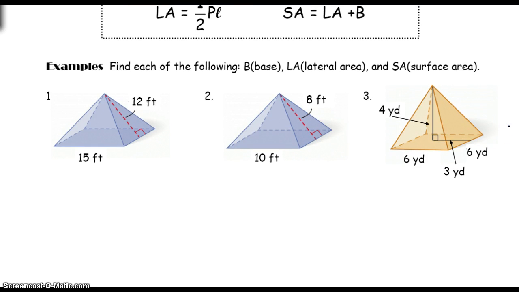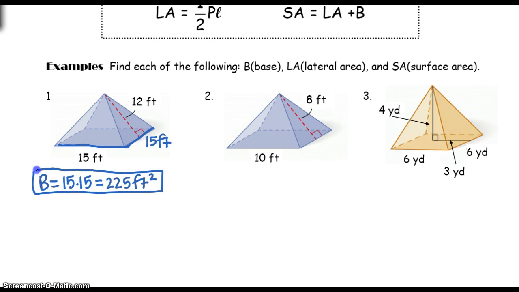So let's go ahead and try out an example. Let's look at number 1. Find each of the following: the base, the lateral area, and the surface area. So first we're going to focus on the base. Now they don't tell you this, but I will tell you that this is a square. I should have been better about that and told you that to begin with. So this is a square, and since it's a square, it's going to be 15 times 15, base times height, or side squared. So that's going to give us 225 feet squared. So there's our base right there.